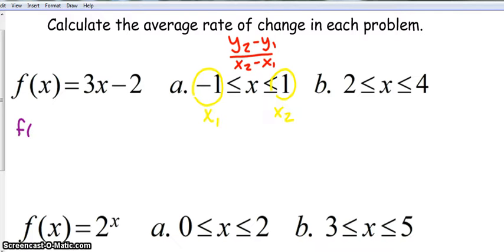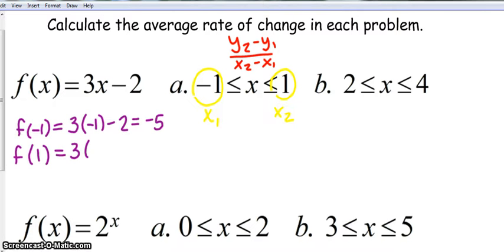So I'm going to say f of negative 1. I'm going to plug that in. So 3 times negative 1 minus 2 gives me negative 5. And f of 1 is 3 times 1 minus 2, which gives me 1. So now I have 2 points, and that's really how I want you to think about it. I have negative 1, negative 5, and I have 1, 1.